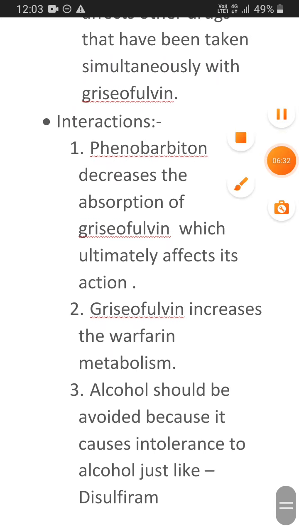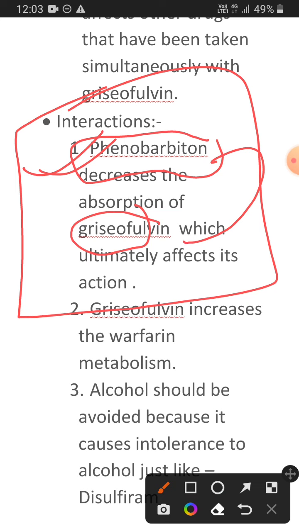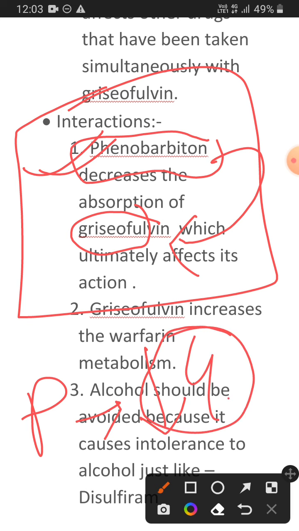Now let's come to the interaction part. Important. So if you are taking phenobarbital along with griseofulvin, phenobarbital has the ability to decrease the absorption of griseofulvin, which ultimately affects its action. Because remember, if griseofulvin is not well absorbed, it cannot work at its best, right? So phenobarbital, if you are taking it, will negatively affect the action of griseofulvin, okay.